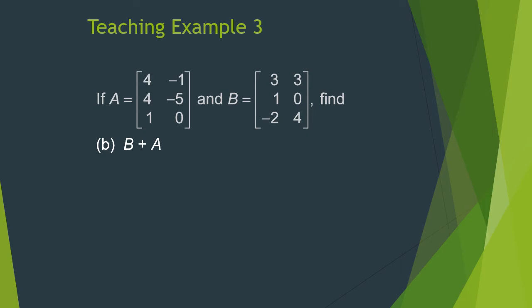Let's look at B plus A. That's 3 plus 4, 7. 3 plus negative 1, 2. 1 plus 4, 5. 0 plus negative 5, negative 5. Negative 2 plus 1, negative 1. 4 plus 0, 4. Notice how we get the same result as we did in example 3a, and that's because matrix addition is commutative. A plus B is going to equal B plus A.